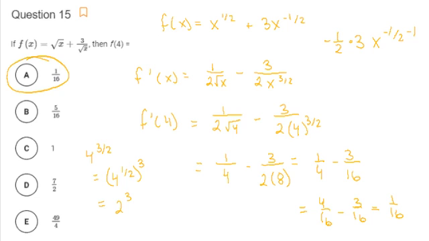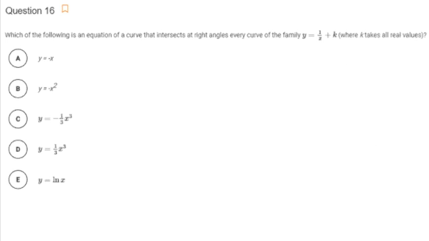All right, and our last one from the multiple choice, number 16. This one was cool. We want to find the equation of a curve that intersects at right angles every curve of this family, 1 over x plus k, where k takes all real values. This forces you to think back to right angles. That means perpendicular. Let's look at what we have here.